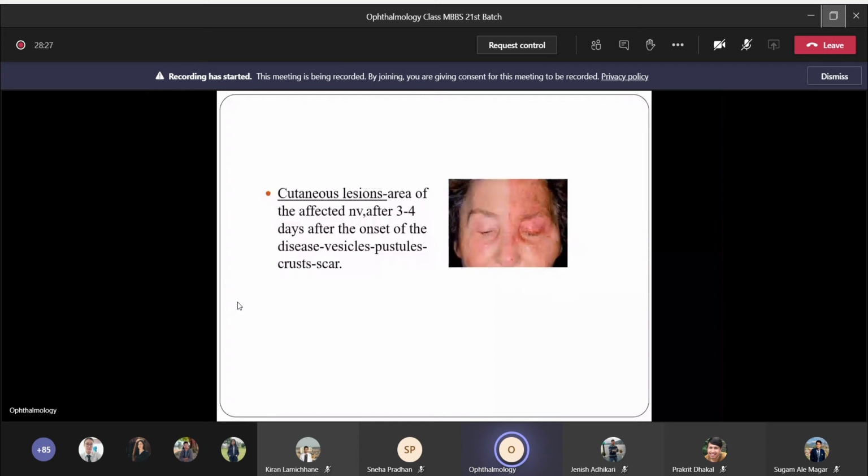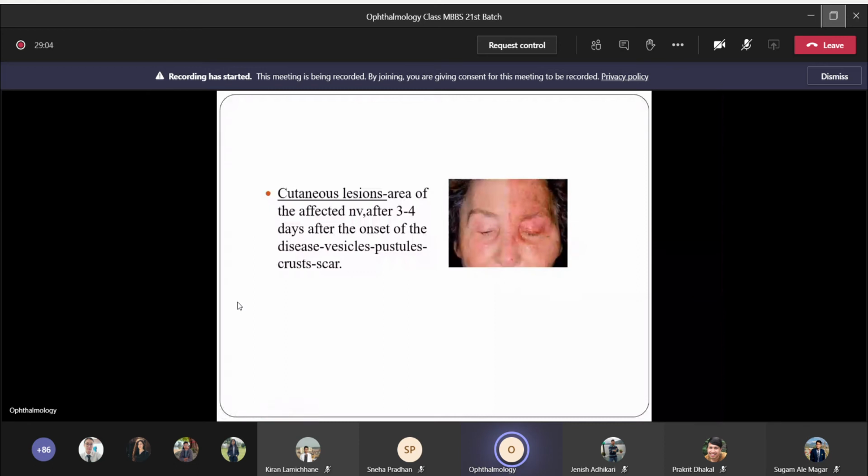After 3 to 4 days after the onset of the disease, you see the typical onset of rashes, skin lesions in the form of vesicles, pustules, or crust, or sometimes even scars on one side of the face. Just one half of the face is involved: the forehead, the eyebrows, and then the skin of the upper eyelid, as well as sometimes even the lower lid and periorbital area. So this is a typical picture seen in cases of herpes zoster ophthalmicus. The cutaneous lesion is always on one side of the face.